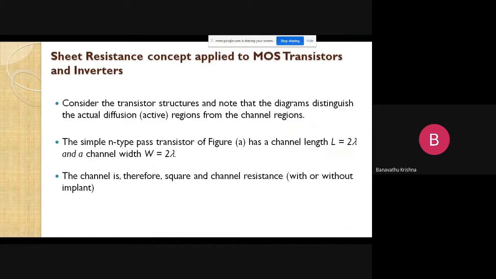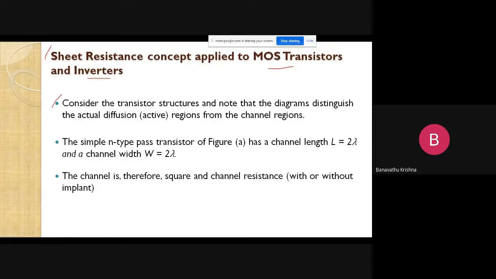The next one is the sheet resistance concept applied to MOS transistors and inverters. For a MOS transistor, there is a ratio, and that ratio is nothing but the length to width ratio. That is the pull-up by pull-down ratio. Consider some of the points I am going to discuss here.